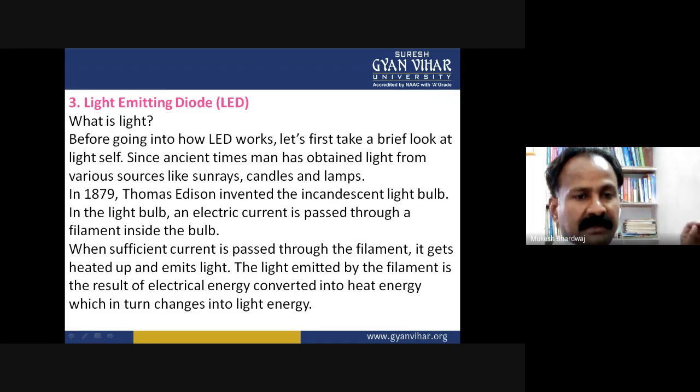In the light bulb, an electric current is passed through a filament inside the bulb. When sufficient current is passed through the filament, it gets heated up and emits light. The light emitted by the filament is the result of electrical energy converted into heat energy, which in turn changes into light energy.